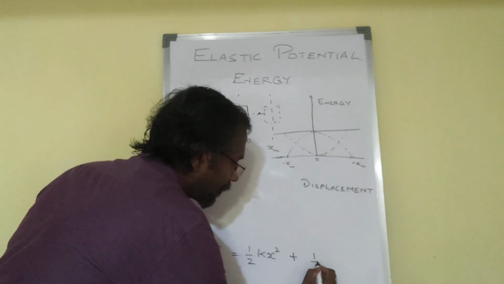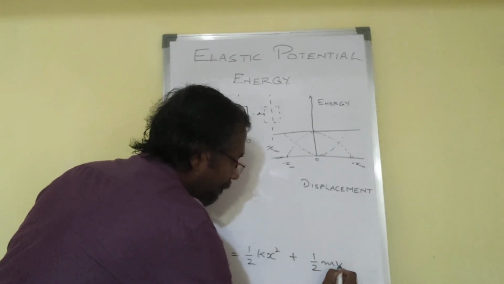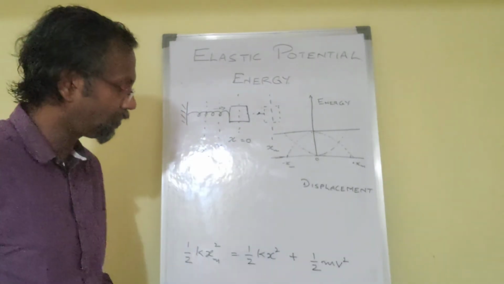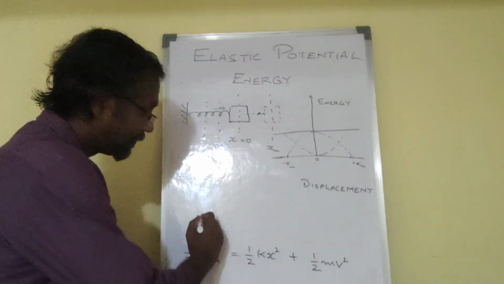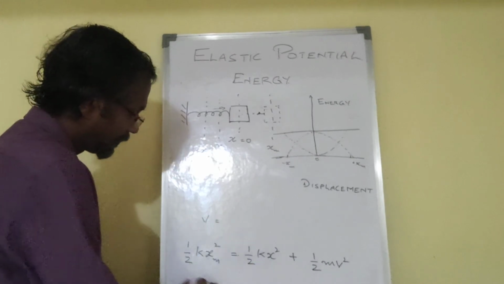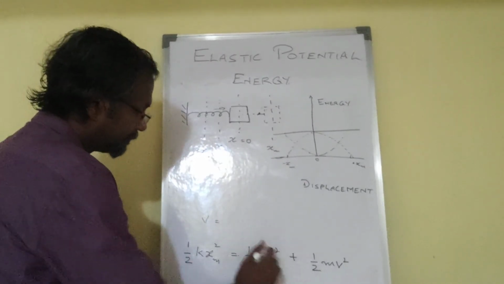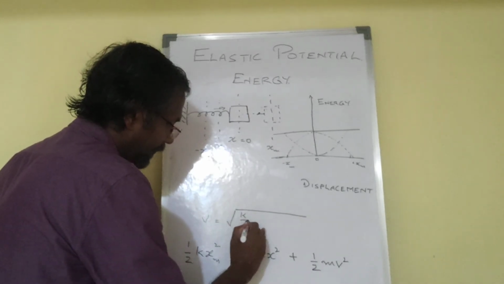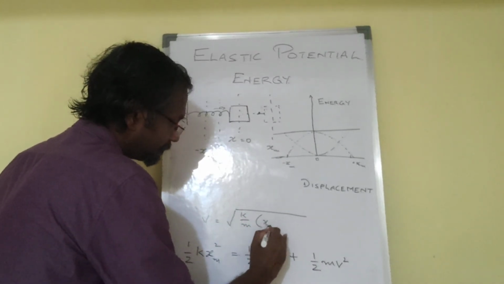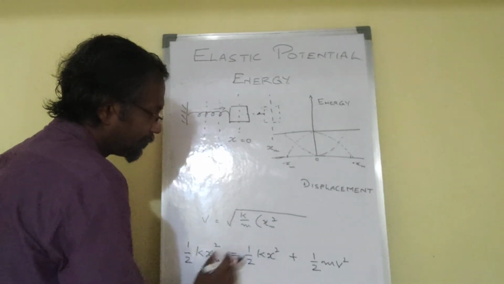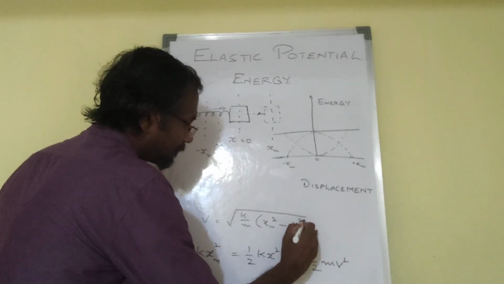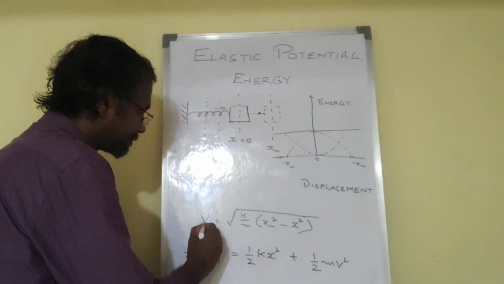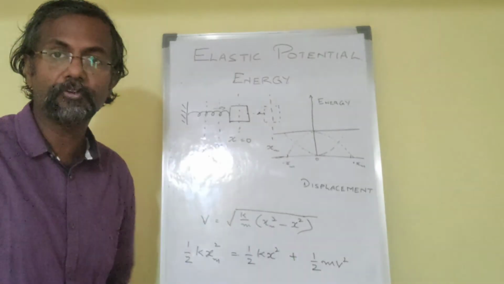and your kinetic energy will be half mv squared. And I can solve for v over here. You can say v is equal to my 2 goes, and I have root k by m times xm squared, this value comes this side, minus x squared. So at any intermediate position x, this would be my velocity, right?